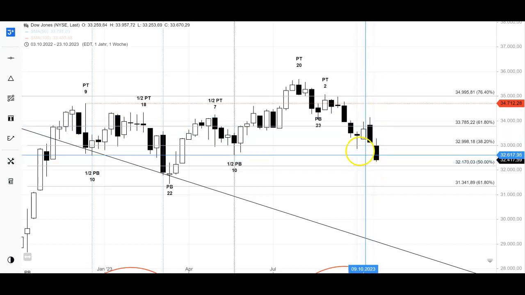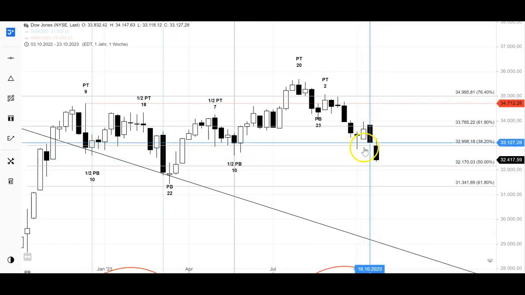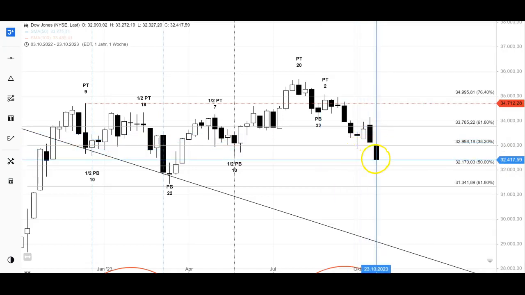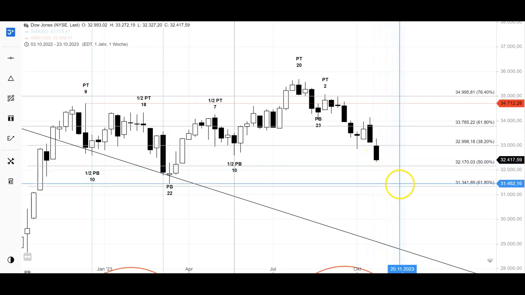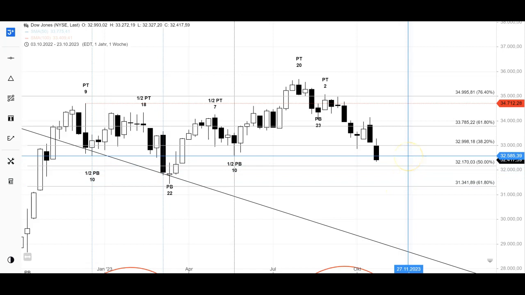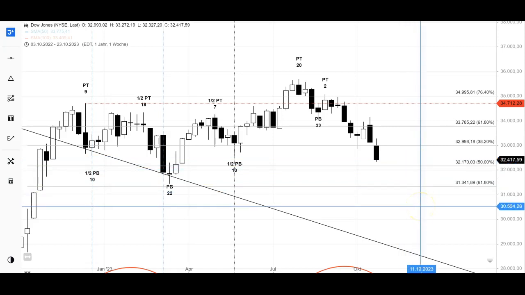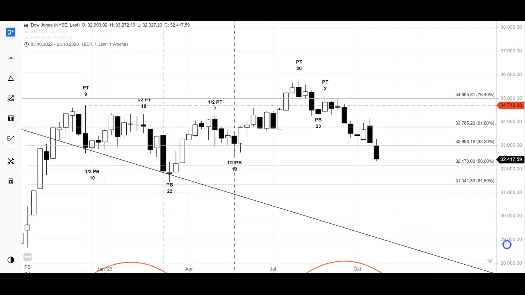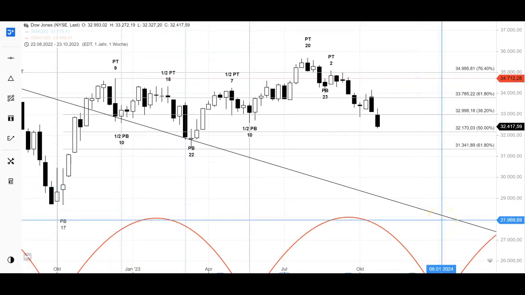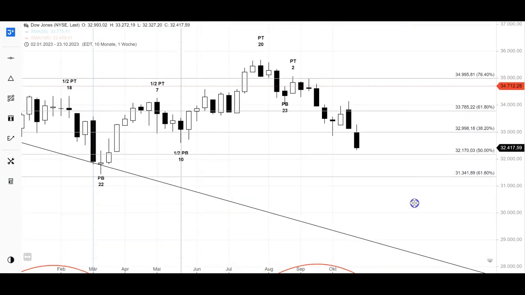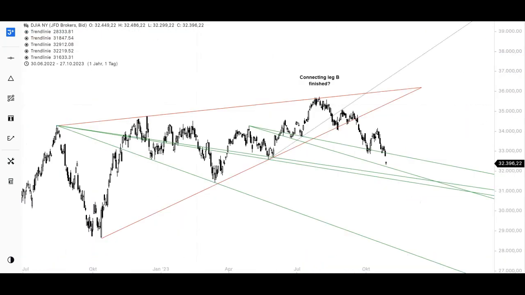Now we have to look where this next subcycle is going to bottom, and usually it takes a time between 5 to 7 weeks. So we could drop all the way down here into November, start another rally before we come down here, considering cycles. And by the way, a big cycle here for the Dow Jones wants a low sometime in January next year.